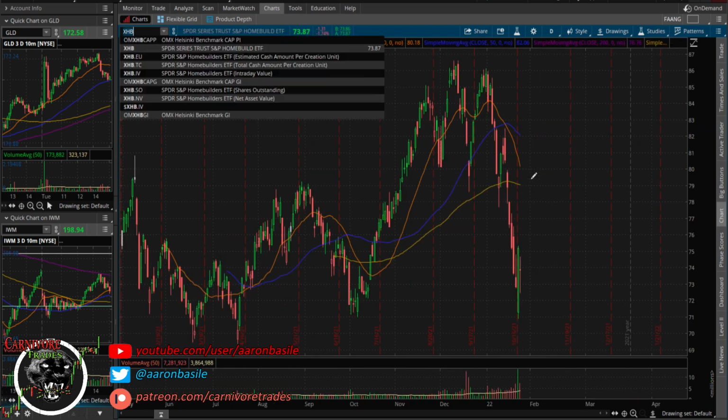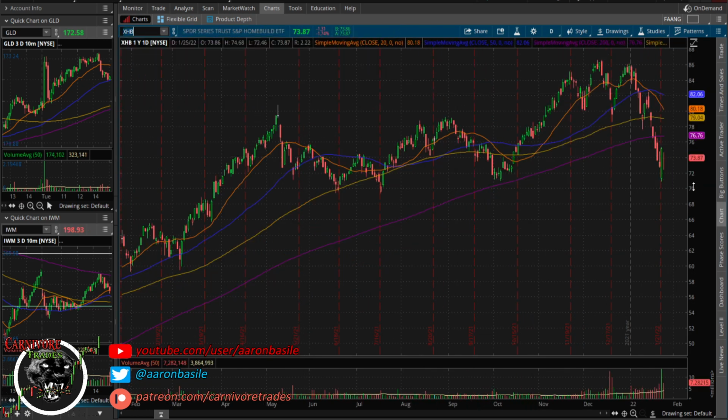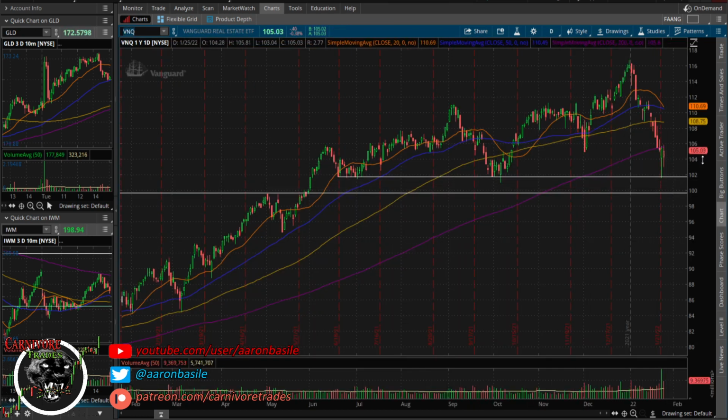Also the home builders, we talked about those last couple of days. Nice power bar and an inside bar starting to develop on the home builders. Also VNQ, the real estate, nice power candle yesterday. Could not reclaim the 200 moving average, but it's hanging in there. Again, another inside day, and we're seeing this across the board.